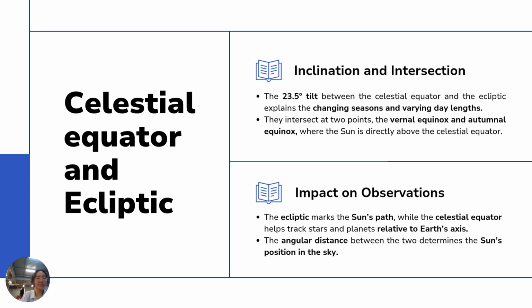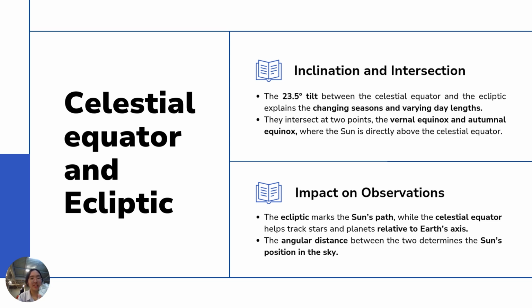Next, the relationship between the celestial equator and the ecliptic. It has the inclination and the intersection. As I've already mentioned, the inclination is the 23.5 degree tilt between the celestial equator and the ecliptic. This explains the changing of the seasons, and it also varies the day lengths.